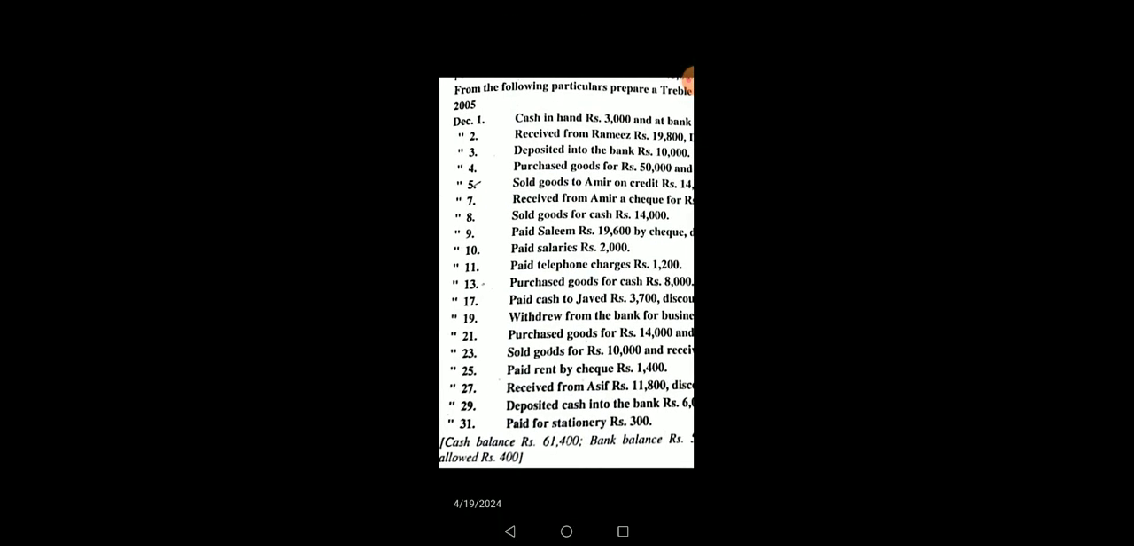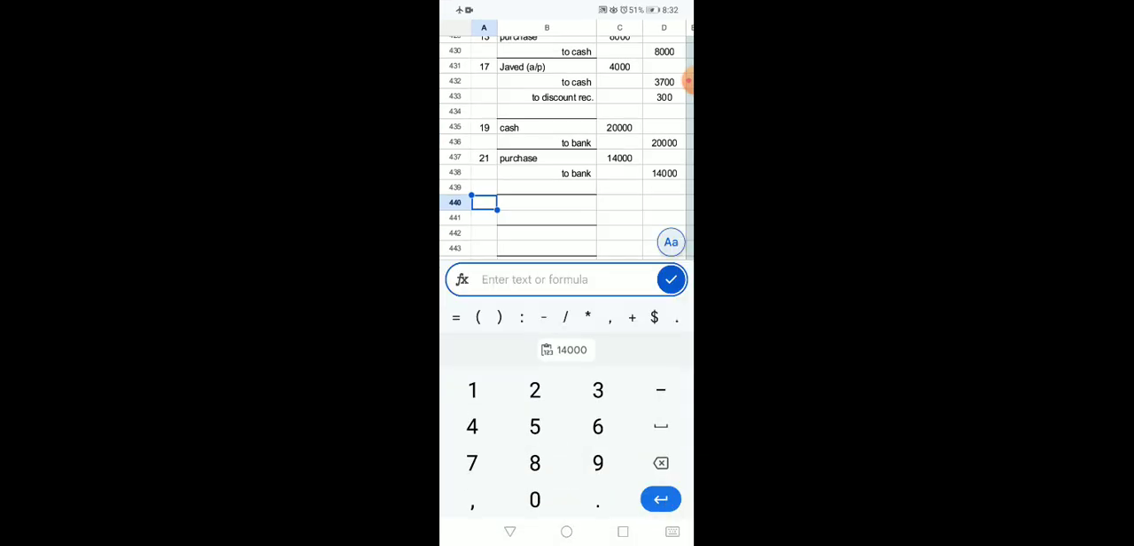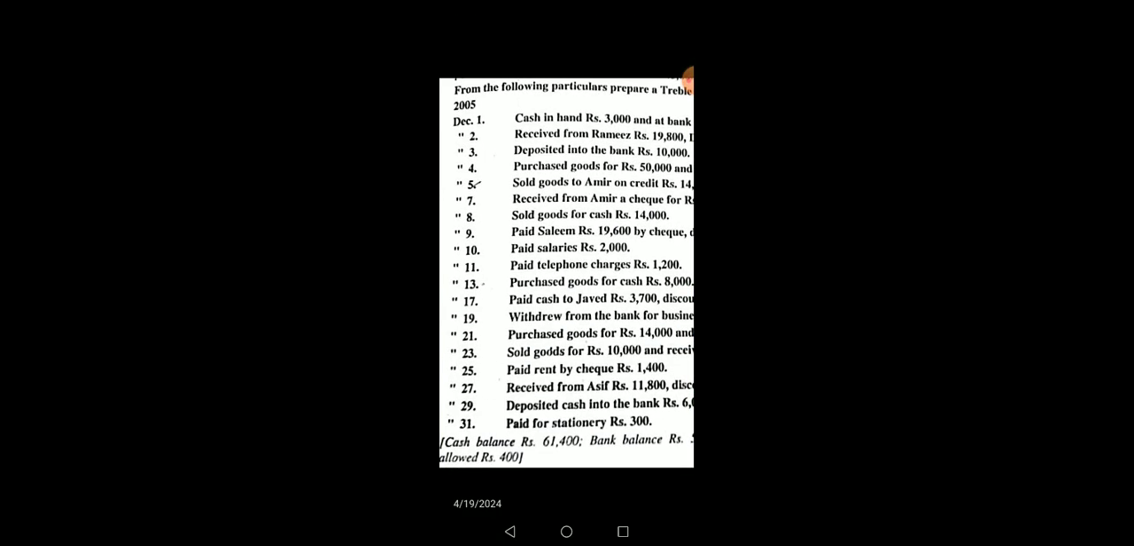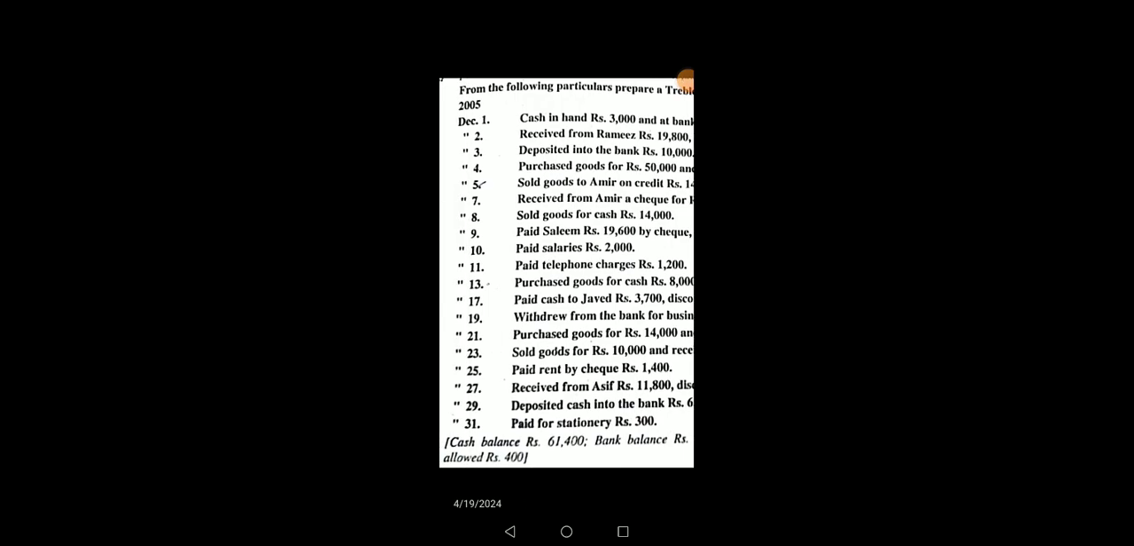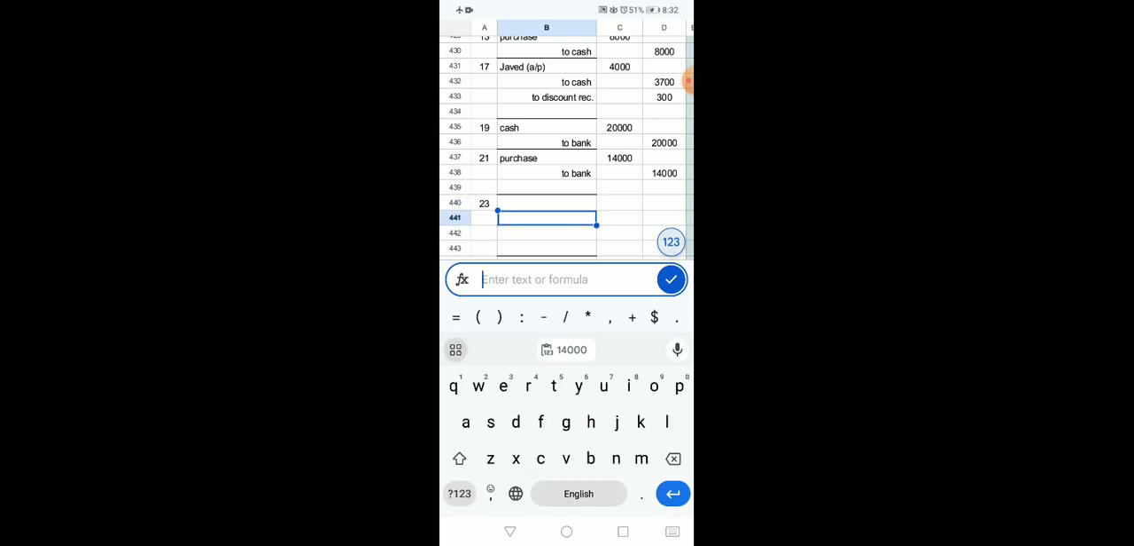What is next? Entry number 23. So you will mention the date first. Entry number 23 is saying: sold goods for rupees 10,000 and received the amount in cash. You have sold goods and received cash. When you sell your commodities, goods are going out. Goods are your asset. If you are selling your goods, it means goods are decreasing. There is a decrease in asset. Decrease in asset should be credited.